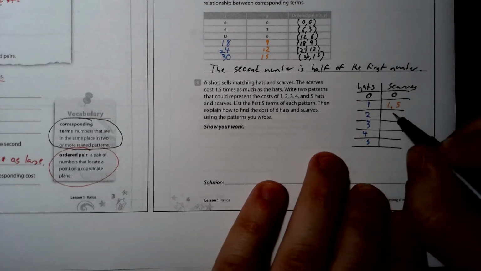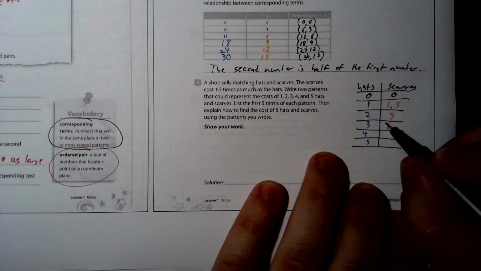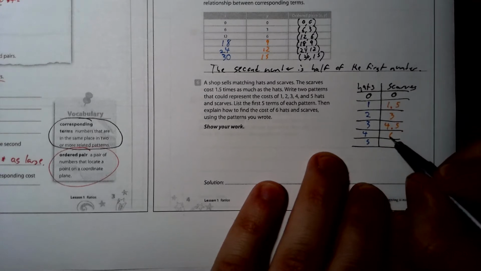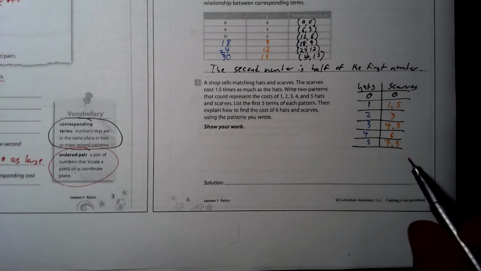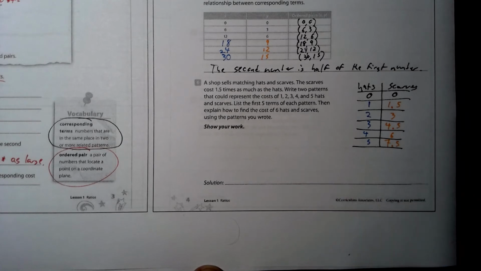2 times 1.5 gives me 3. 3 times 1.5 gives me 4.5. And we're just going to follow this little pattern. Then explain how to find the cost of 6 hats and scarves using the pattern we wrote.